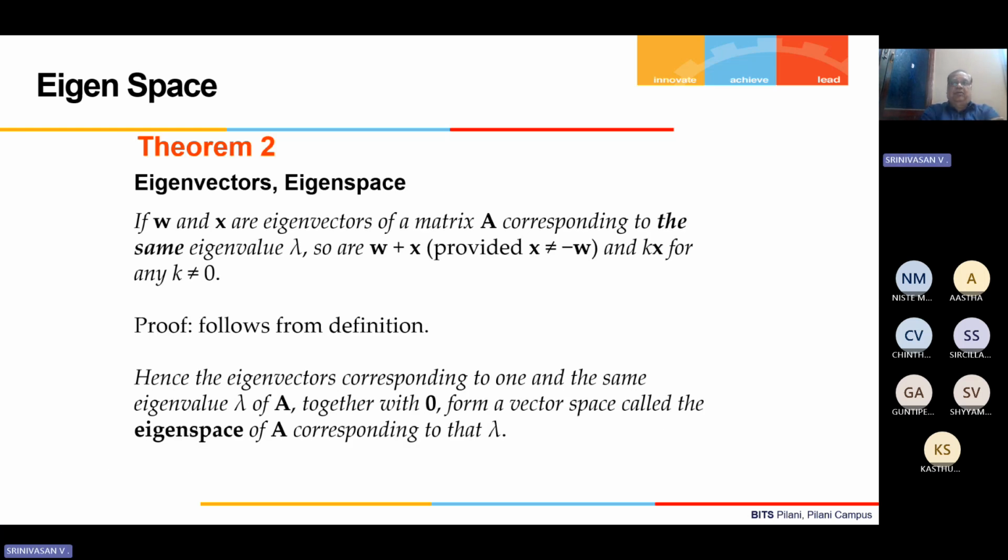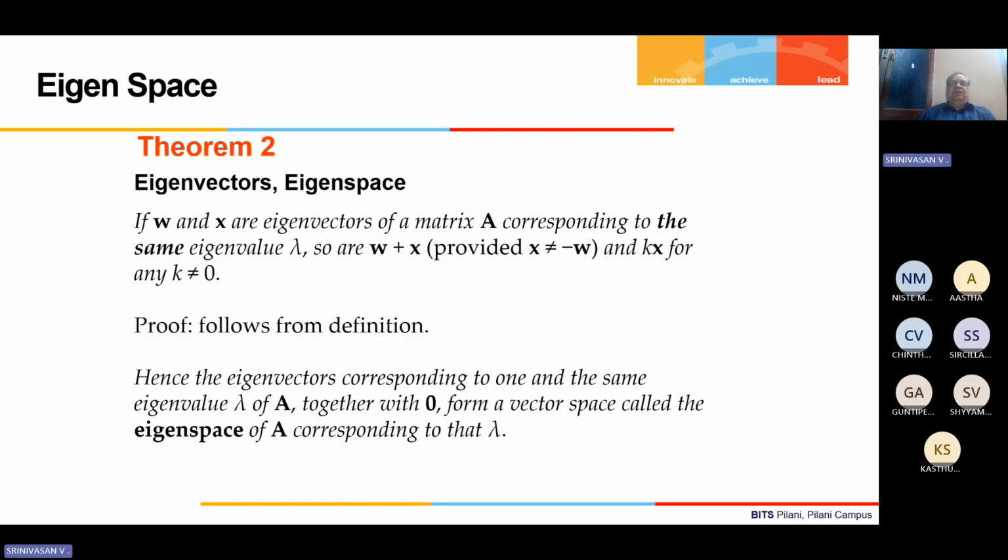Now, before we go deep into the practical problems, we will share some more results. Eigenvectors, eigenspace. If W and X are eigenvectors of a matrix A corresponding to the same eigenvalue lambda, so are W plus X, provided X is not equal to minus W, because if X equals minus W we get 0, and we should get only a non-zero vector, and also kX for any scalar k not equal to 0.